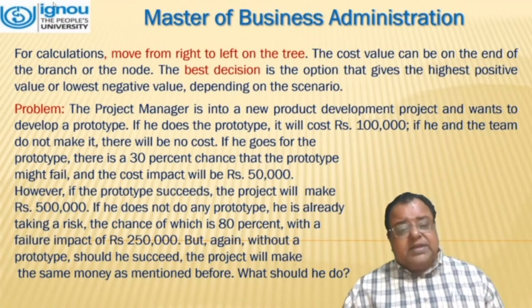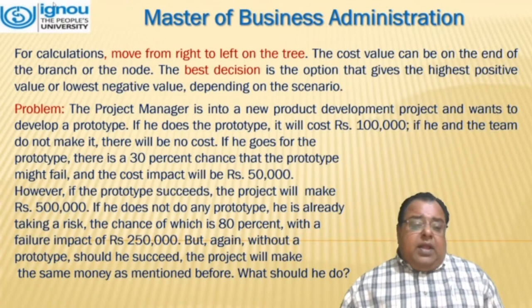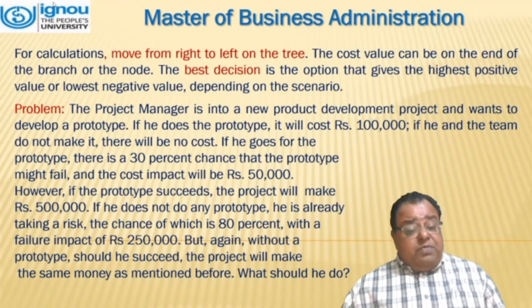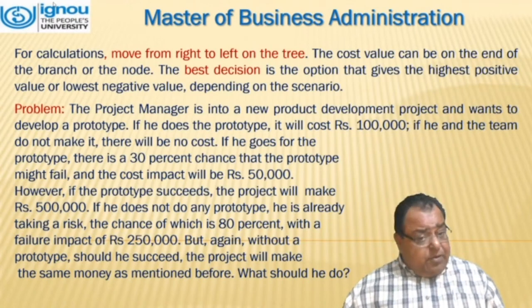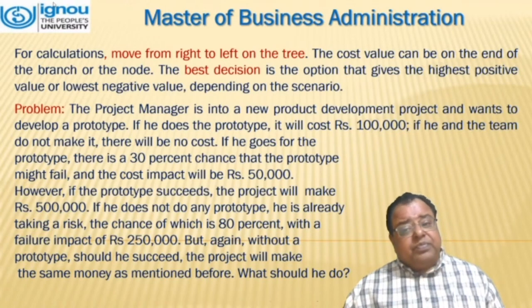Now, to understand this, we take a problem. A project manager is now into a new product development project and wants to develop a prototype. If he does the prototype, it will cost around 1 lakh. And if he and the team do not make it, there will be no cost. If he goes for the prototype, there is a 30% chance that the prototype might fail, and the cost impact will be somewhere around 50,000. However, if the prototype succeeds, the project will make 5 lakhs.